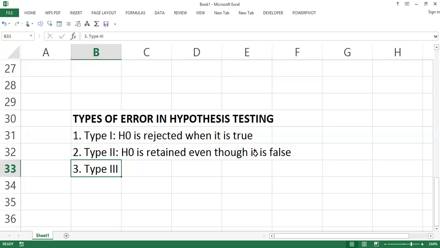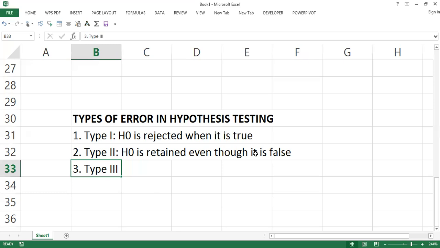Type 2 error is when the person has cancer. Sorry, type 1 says what? Type 1 says the person doesn't have, but the person indeed has. That's type 1. Yes. The person has cancer, and you say the person does not have.